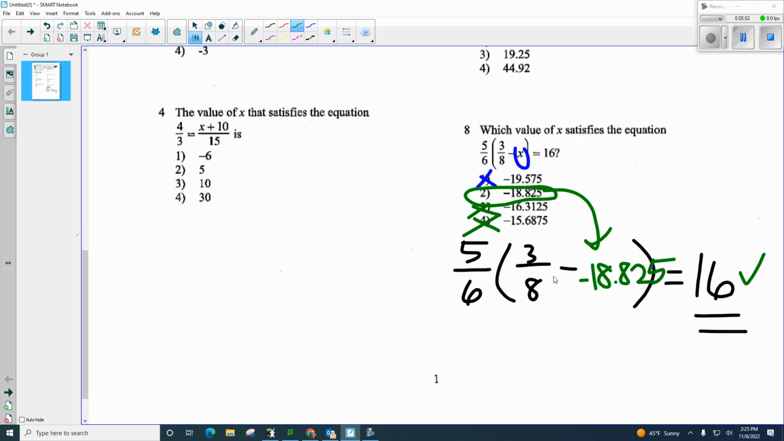When a number makes the equation true, that is the solution, or that's the value of x that satisfies the equation.